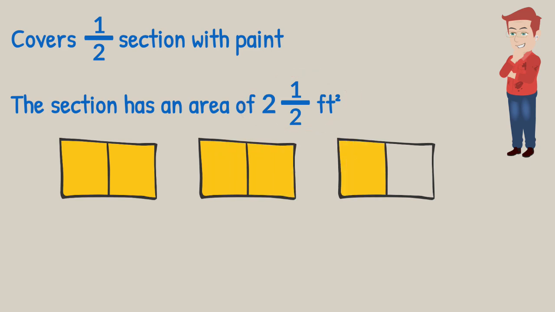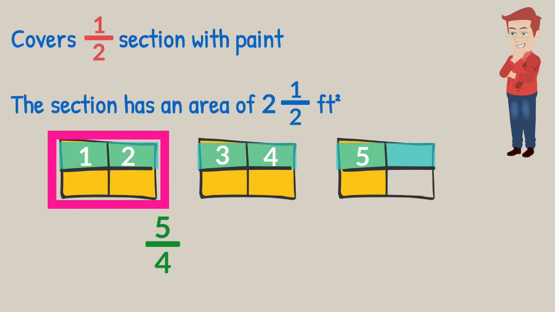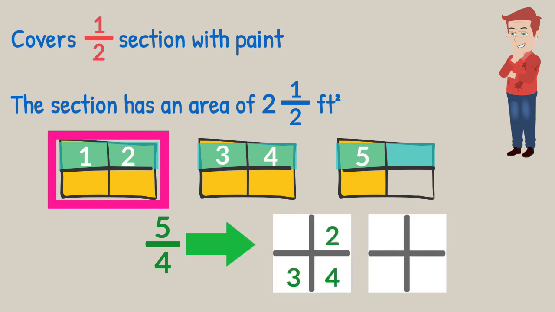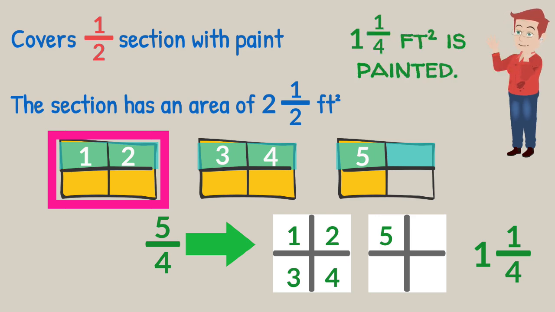Then portion the other direction into 2 pieces. Shade in 1 to represent the 1/2. Counting the pieces that are shaded twice, we see 5 sections shaded in. It takes 4 sections to make one whole this time. The 5 sections form one whole of 4 pieces with 1 remaining. Therefore, the painted area is 1 1/4 feet squared.